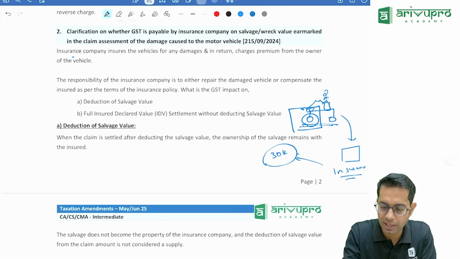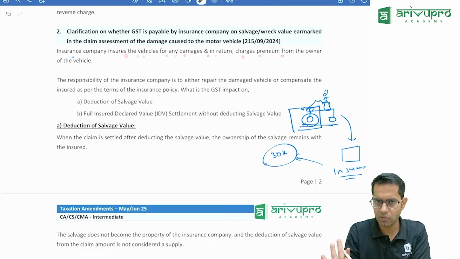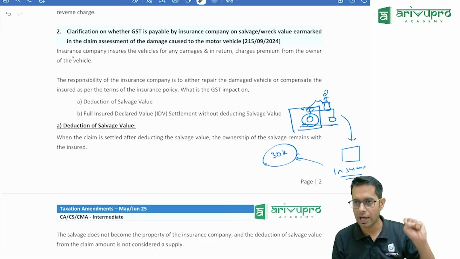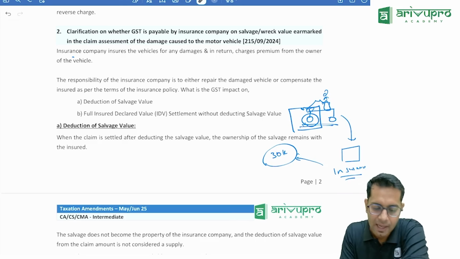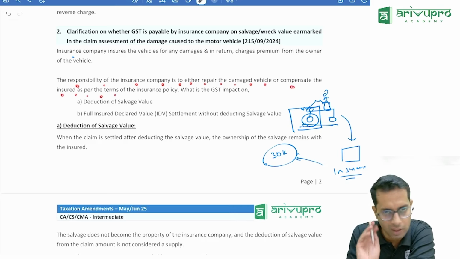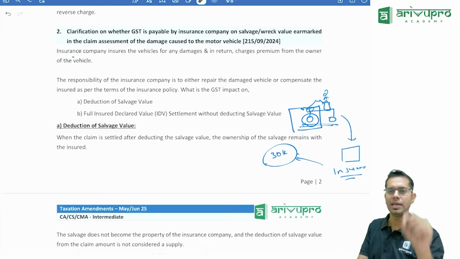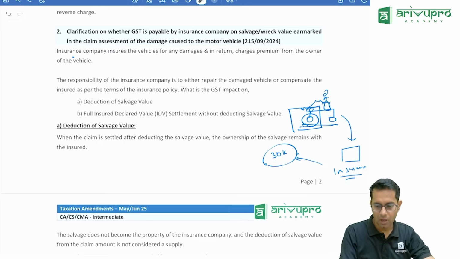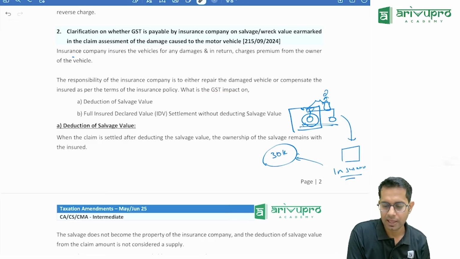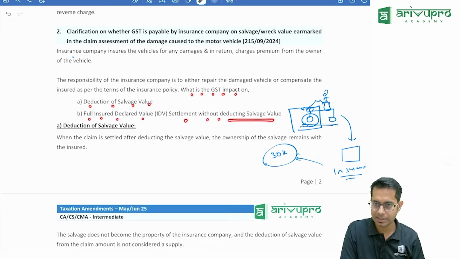The insurance company insures the vehicle for any damages and in return charges a premium. Correct? This is what happens. The insurance company will take care of your damages, but they'll charge you a premium. The responsibility of the insurance company is either to repair the damaged vehicle or to compensate the insured as per the terms of the policy. So either they will repair or they will give you the money for whatever expenses are incurred by you. What is the impact of GST on this? What is the GST impact on deduction of salvage value, or full insured declared value settlement without deducting salvage value?